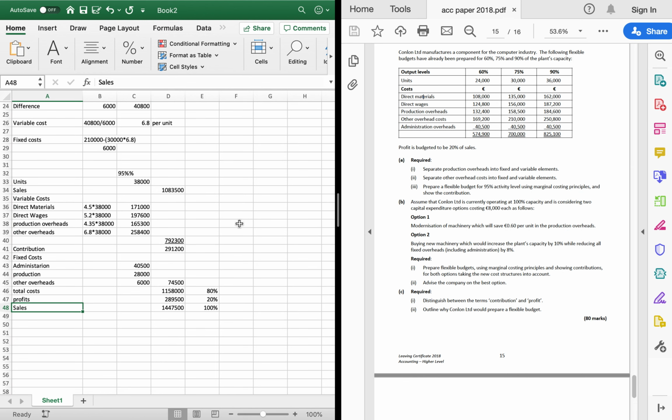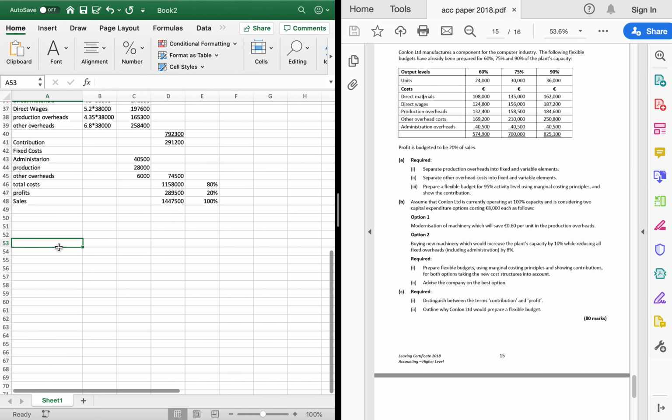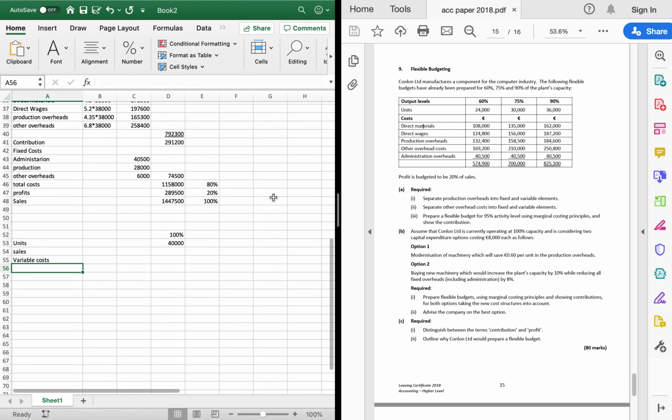Part B. Now this is again marginal costing, and it's a very sneaky way of doing it. It's basically a marginal costing question asked in a flexible budget manner. I think something similar enough to this was in your mocks. Anyway, part B. Assume that Conlon is currently operating at 100% and is considering two capital options. Okay, so he's at 100%. So his units at 100%, again, take whatever level you want, 36,000 divided by 90 multiplied by 100 would be 40,000. So just bear in mind that the units are 40,000. You can do this really quickly if you want.